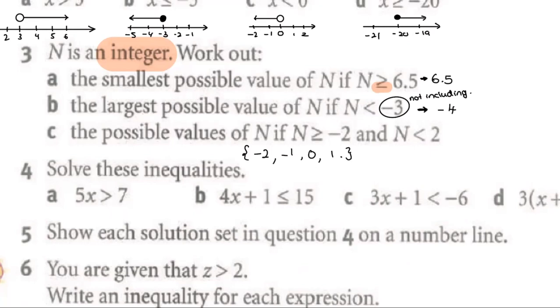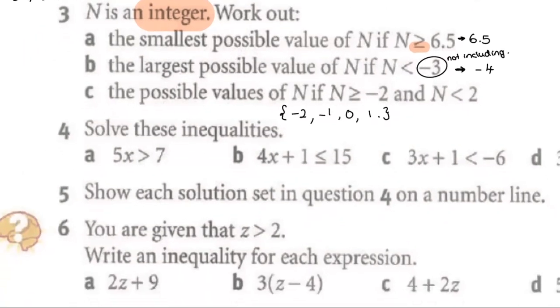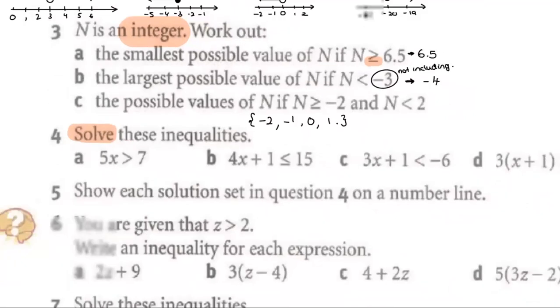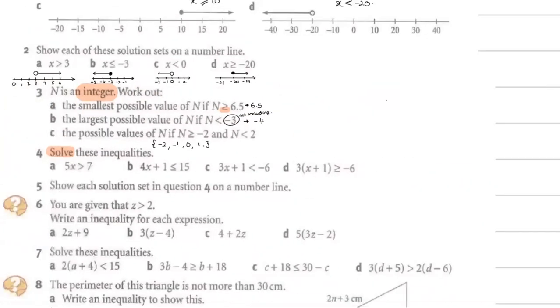Okay, then we look at number 4. Solve these inequalities. When we want to solve, the word solve here represents that we need to find x on its own. So let me just do it on the other side here so that we have more space. For A, 5x is more than 7.